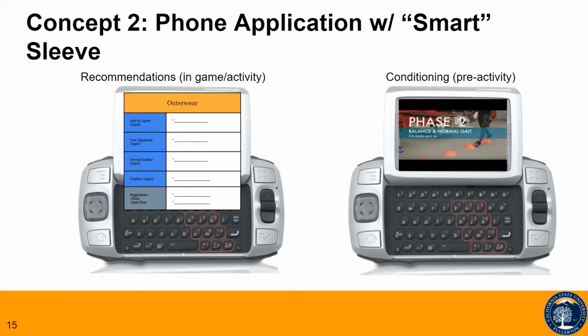The reasoning for these suggestions is that it has been known that having the proper shoes or knee gear can reduce the risk of having an ACL injury. Now moving on to the right-hand side, which is conditioning. It's something you do before the activity, and it would just be videos of exercises that you will do to prepare you for a high-risk movement.